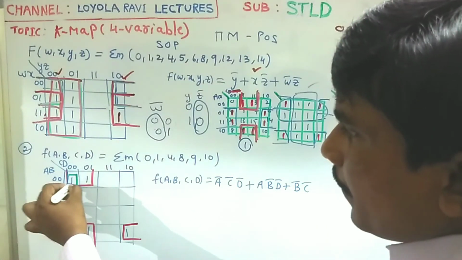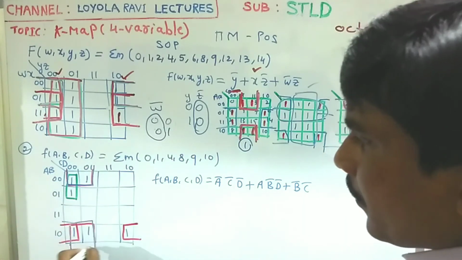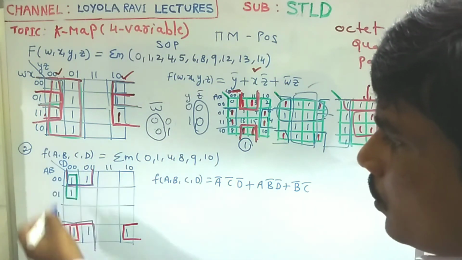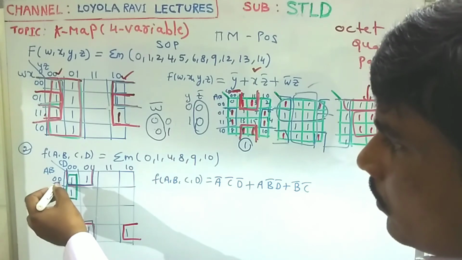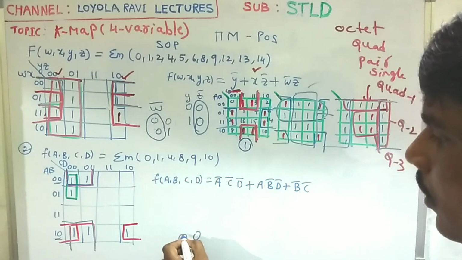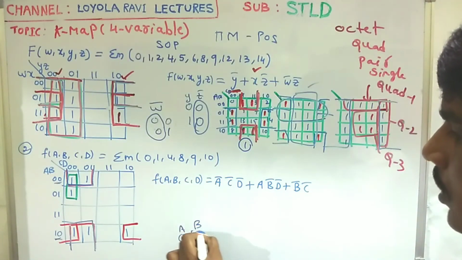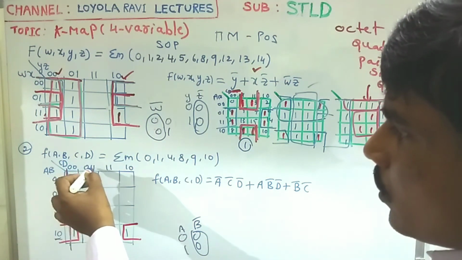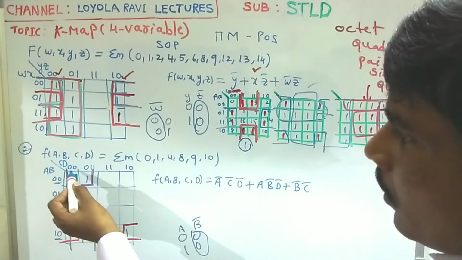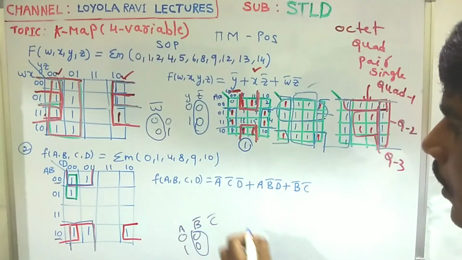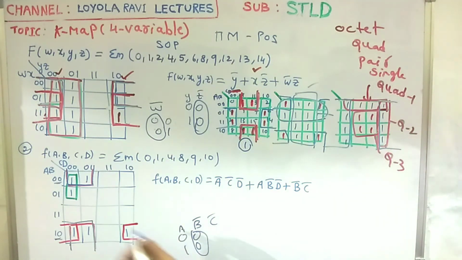One is like this. This is one pair. This is another pair. 2 pairs are there. Then horizontally we have to check 0, 0, 1, 0. Common is B bar. This is A, this is B. 0, 0 is common. That's why B bar. Into vertically you have to check. Vertically 0, 0, 1, 0. First variable is common. 0. That belongs to C. That's why C bar. B bar into C bar. For the quad, B bar into C bar.